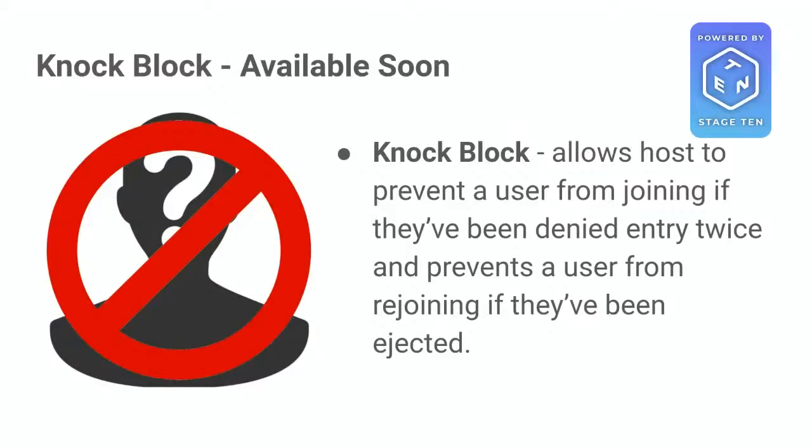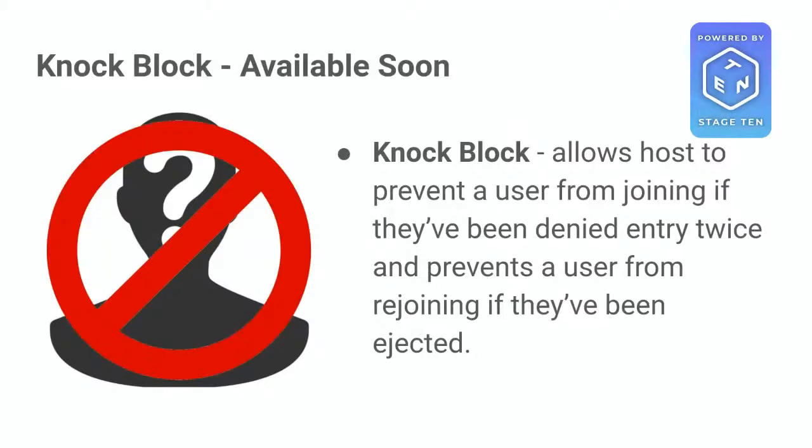If they attempt to join your meet and you deny them once, and they try to join again by asking if they can enter and you deny them a second time, they are no longer able to join or at least even prompt you or ask you to join. So the nuisance stops at that point. So that is knock block.